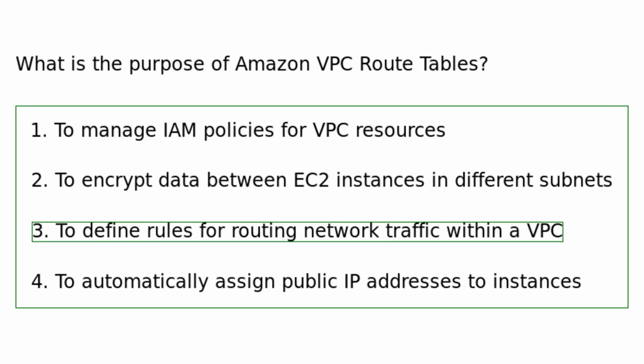Amazon VPC route tables are used to define rules for routing network traffic within a VPC, determining how traffic is directed between subnets, internet gateways, virtual private gateways, and other network devices within the VPC.